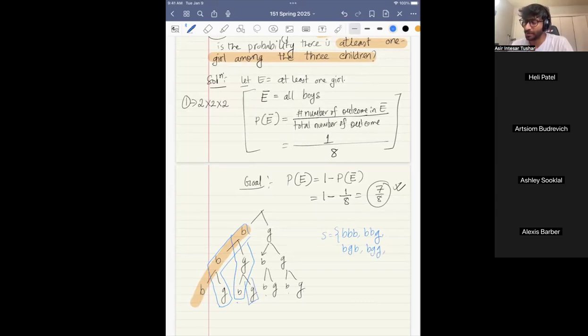Okay. So you can see, if I write the whole sample space, this is the only outcome which does not have any girls. In all of the others, there is at least one girl in the outcome. So I'm going to write dot, dot, dot here. That is why here we just had 1 over 8.